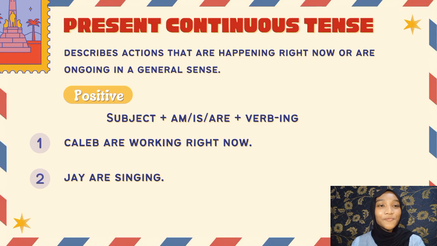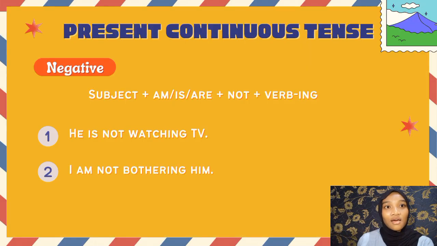The second is present continuous tense. The present continuous tense is used to describe actions that are happening right now. For the positive forms, the formula is subject, to be, and verb ing. For the negative forms, the formula is subject, to be, not, and verb ing.